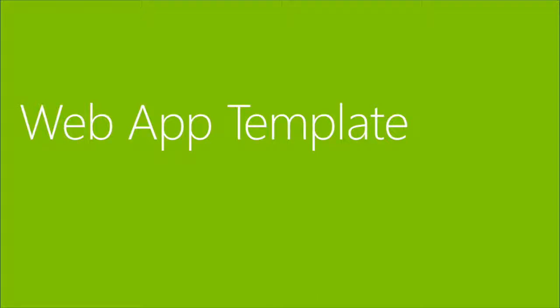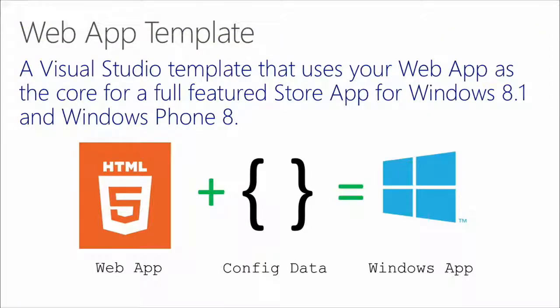Okay. Now, if you're a web app developer and you want to bring your app to the Windows platform, we're going to talk about a new tool that Matthias and I have been working on, along with a lot of other developers here at Microsoft, that makes that easier for you. And it's called the Web App Template. The Web App Template basically allows you to take your web app and then combine it with a bunch of configuration data about that web app. And then at runtime, it puts your website together with the configuration data using a web view and turns it into a Windows Store app.